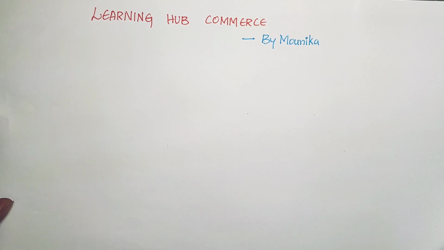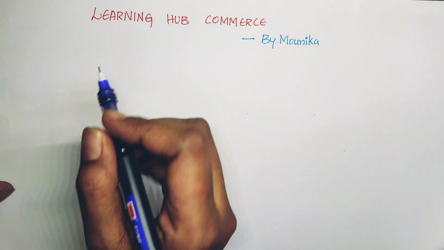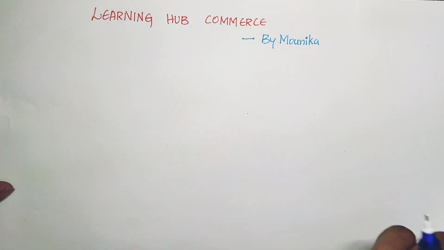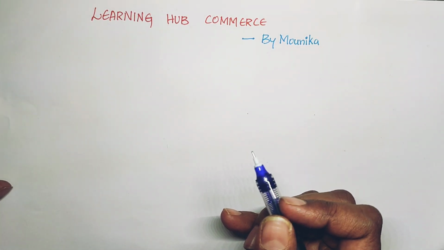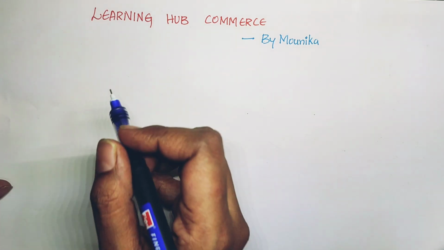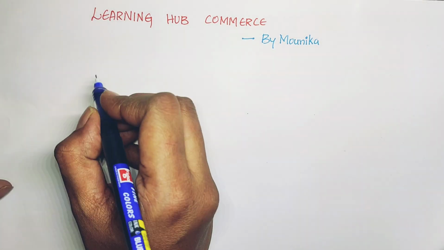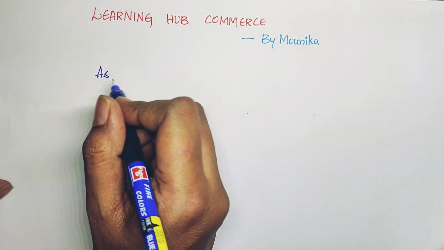So in the previous video, we have learned what is compound journal entry with suitable example. As we all know, every business maintains financial records to track its assets, liabilities and capital.